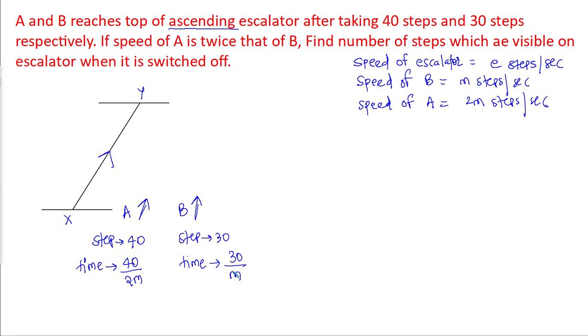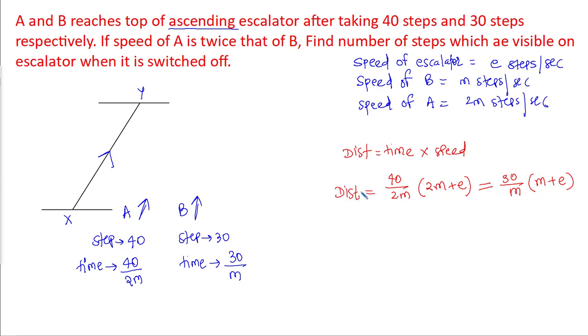Okay everyone, now as we saw in the last question, we know the formula: distance is equal to time into speed. Both of them traveled the same distance. The time for which A travels is 40 divided by 2m, and the effective speed of A is 2m plus e, whereas B travels for 30 divided by m time, and the effective speed of B is m plus e. So both are going to travel the same distance. Over here, distance represents the number of steps which are visible on the escalator when it is switched off.